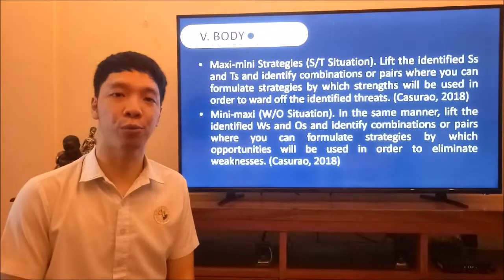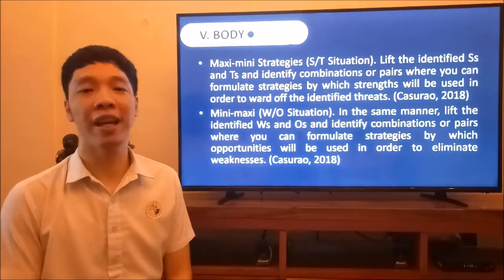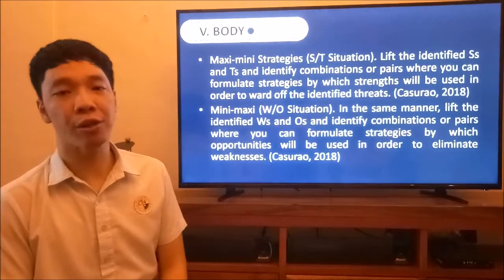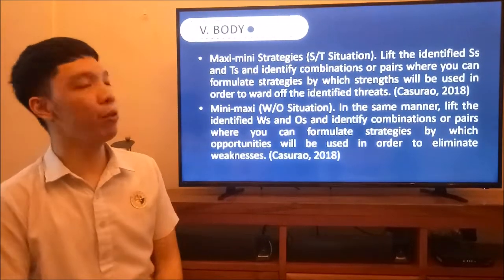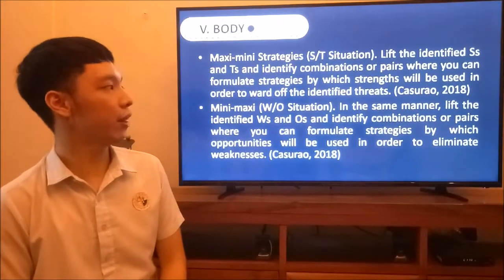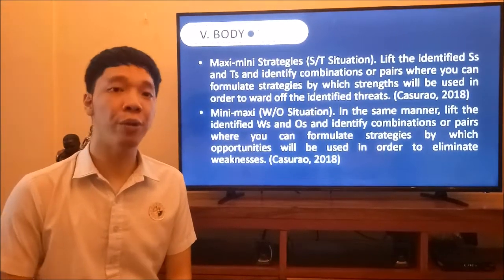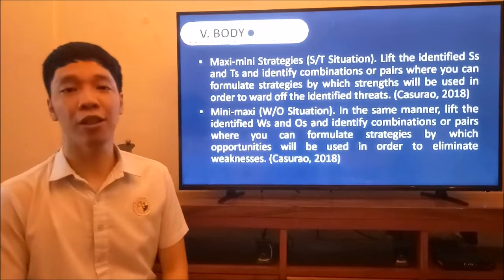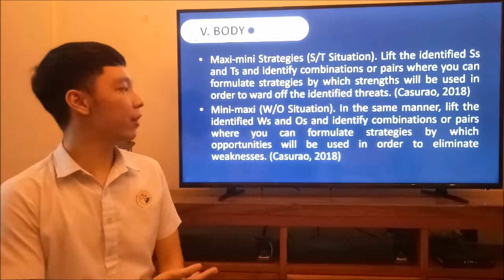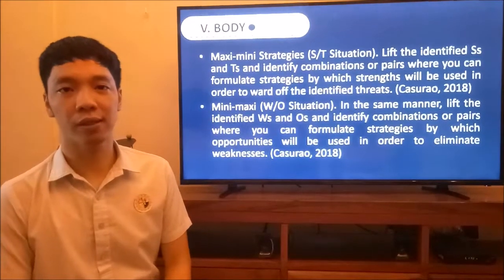As per Dr. Kasurao, to formulate the Maxi-Mini strategy, we have to list the identified strengths and threats and identify the combinations or pairs where you can formulate strategies by which strengths will be used in order to ward off the identified threats. And on the other hand, we have the Mini-Maxi strategy. In the same manner, we have to list the identified weaknesses and opportunities and identify the combinations or pairs where you can formulate strategies by which opportunities will be used in order to eliminate the weaknesses.